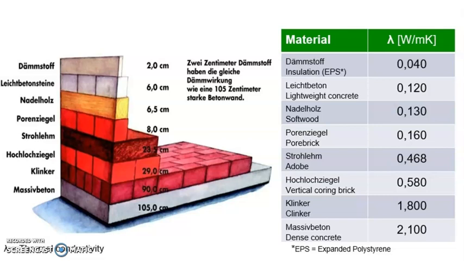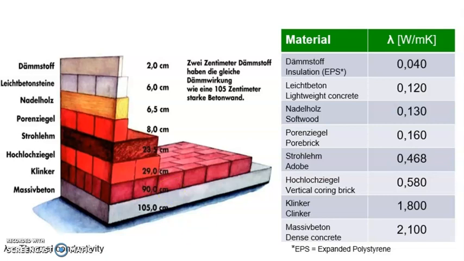thermal conductivity. So we have Dämmstoff, which is German, and in English it's insulation. I was choosing EPS, the expanded polystyrene, 0.040 lambda. So if you have 2 centimeter of that insulation material, it's like the same thermal conductivity like a full massive concrete, that would be the density, the lambda 2.1. So you can see how much material you would use to receive the same thermal conductivity.